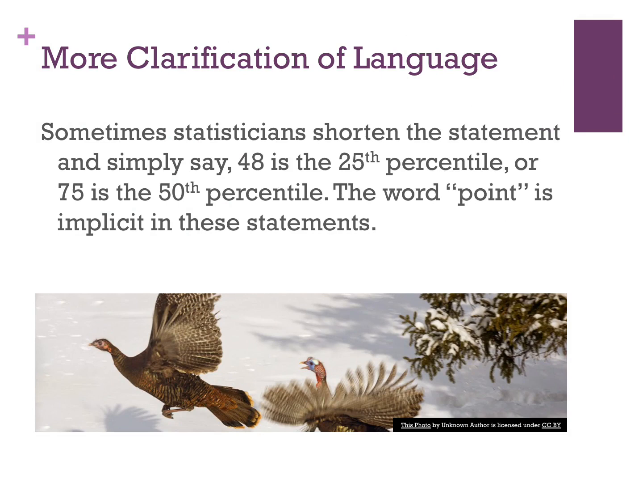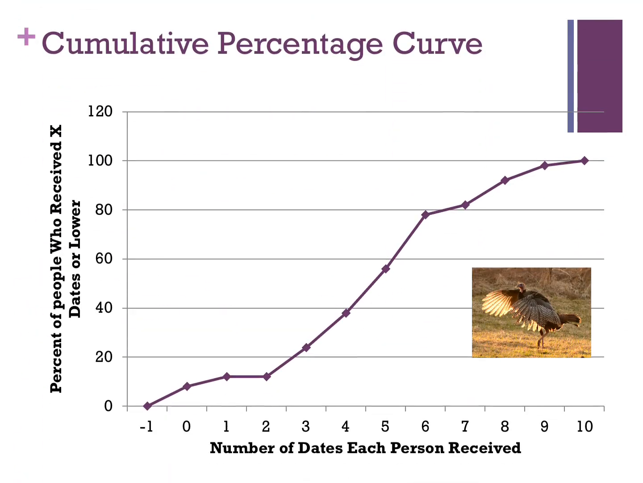Let's talk about some more clarification of language. Sometimes statisticians shorten the statement and simply say 48 is the 25th percentile or 75 is the 50th percentile. The word point is implicit in these statements. It's important to remember that percentile point is just that. It's a point on the distribution. Students sometimes mistake the term and think it is a range of scores, but it isn't a range, it's a single point.